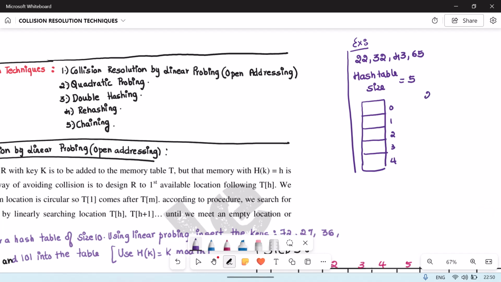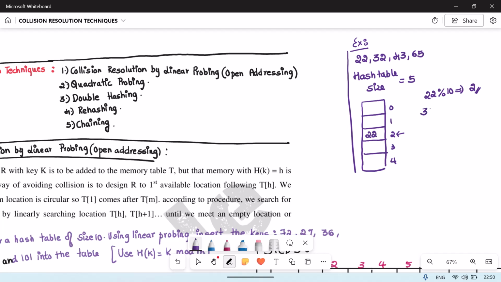Now I will use the division method. So it is 22 mod 10. 22 mod 10 is 2, because when I divide 22 by 10, I will be getting the remainder as 2. This means that at the second position, I will have to keep the element 22.